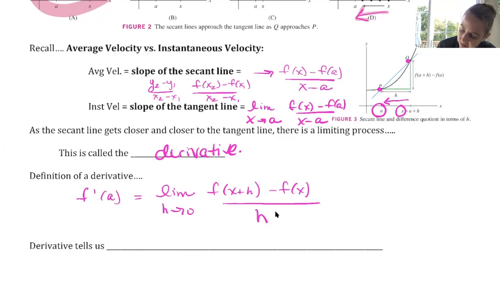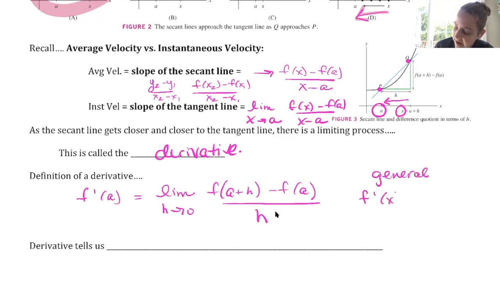Make these a's for me. f of a plus h minus f of a. So this is the derivative at a specific point, which is the slope of the tangent line at a specific point. If you want it in general form at any point, that's where I have x's in place of the a.